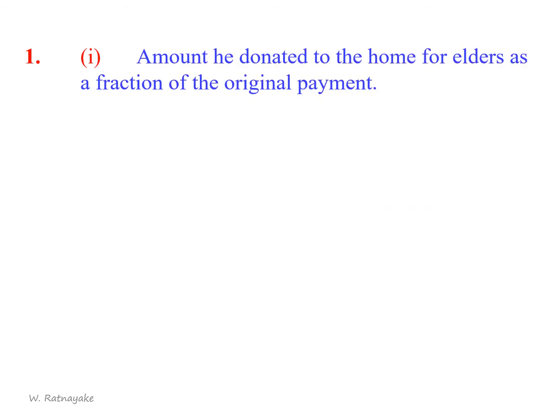So to find that fraction, we have to do this type of calculation: 4 upon 7 of 7 upon 10. We know that "of" means we have to multiply. So 4 upon 7 multiplied by 7 upon 10 gives 2 upon 5. This is the answer for the first part.